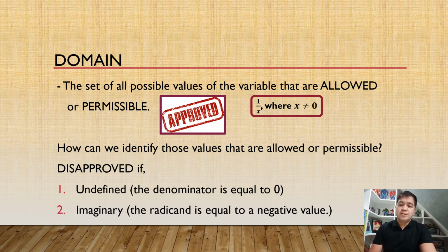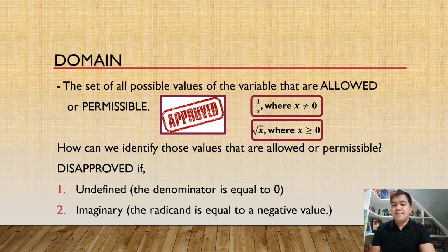Next, number 2. Imaginary. So, paano naman yung imaginary? The radicand is equal to a negative value. Kapag sinolve natin yung radicand, pinompute natin yung nasa loob ng radical sign, lalabas siya na negative yung kanyang value. Okay, so for example, square root of x, where x is greater than or equal to 0. So kung meron ka raw square root of x, dapat yung value ng x mo mas malaki o kaya pantay sa 0. Kasi pag lumiit na sa 0, negative na siya. Kaya ang mga approved lang ay yung dalawang yan.